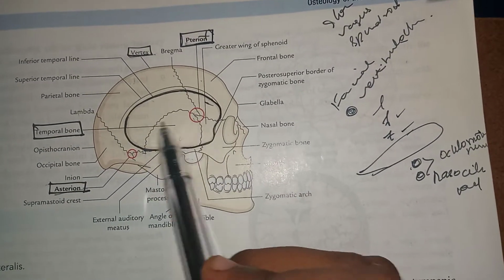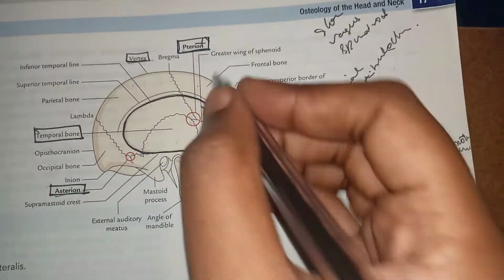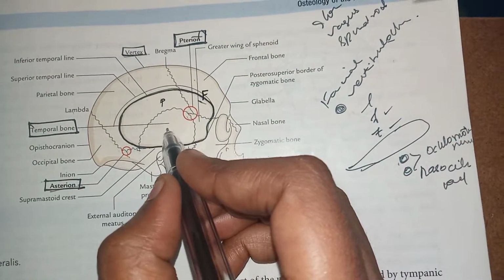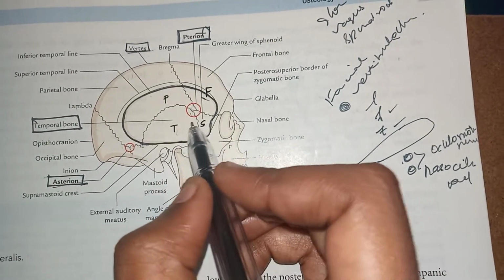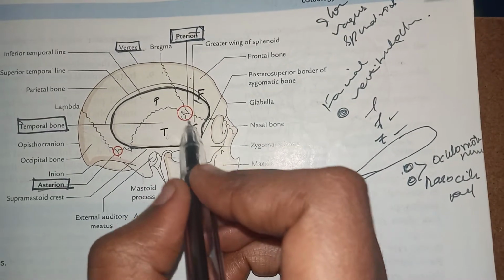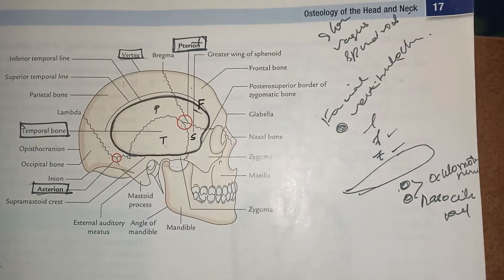Pterion is nothing but the meeting point of four bones. Here this is the frontal bone, this is the parietal bone, this is the temporal bone, and this is the sphenoid bone. Here we have the meeting point. Here we have the H-shaped suture. That point is known as the pterion.